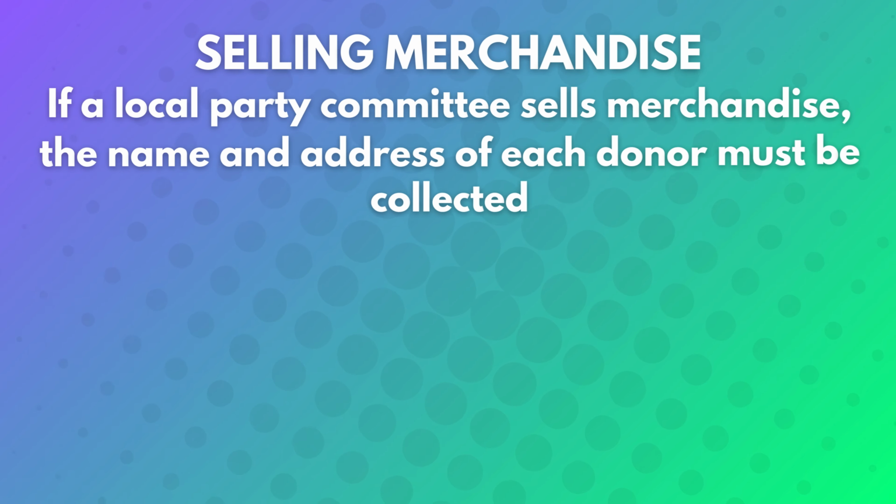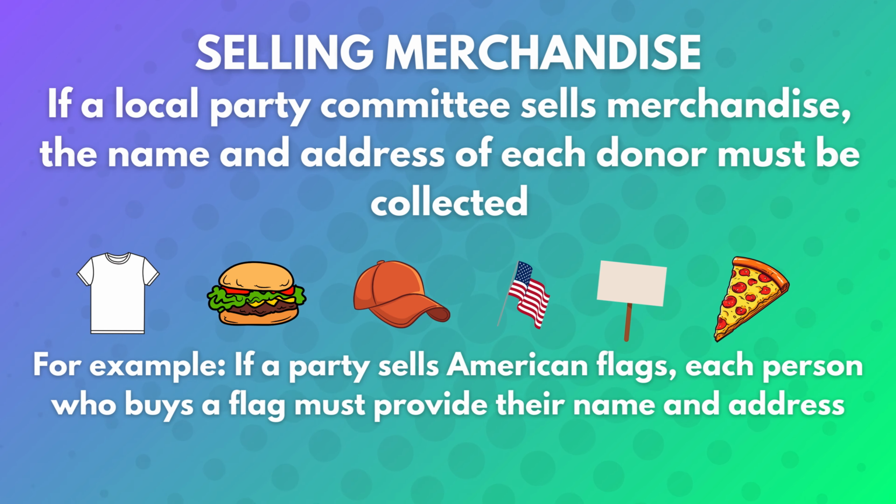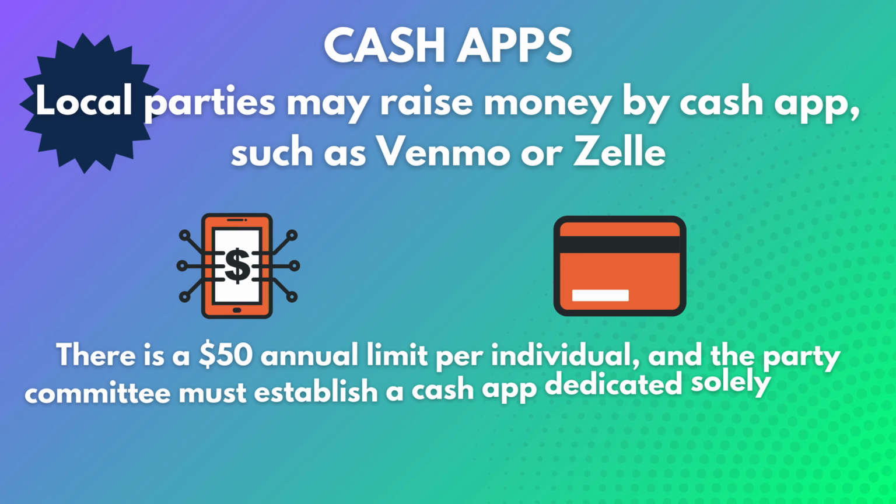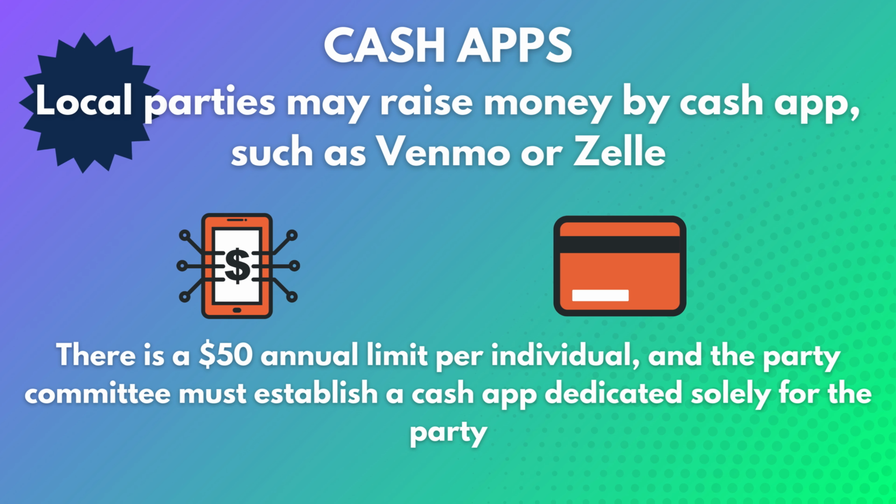Selling merchandise. If a local party committee sells merchandise, the name and address of each donor must be collected. For example, if a party sells American flags, each person who buys a flag must provide their name and address. Local parties may raise money by Cash App, such as Venmo or Zelle. There is a $50 annual limit per individual, and the party committee must establish a Cash App dedicated solely for party activity. Party committees may not hold raffles.